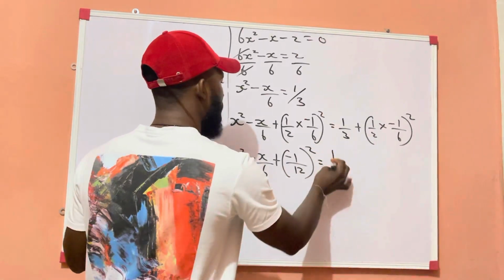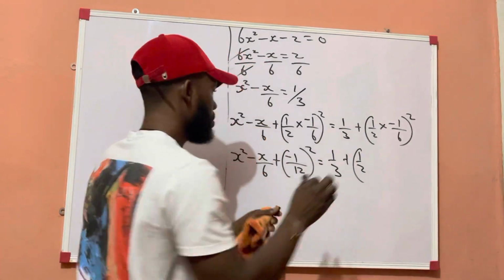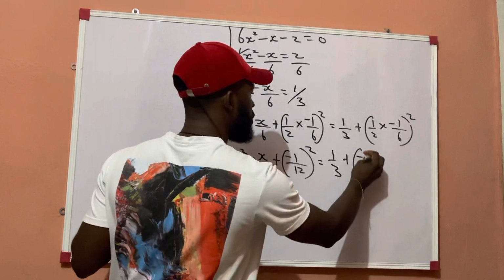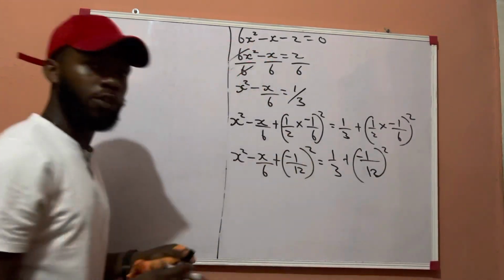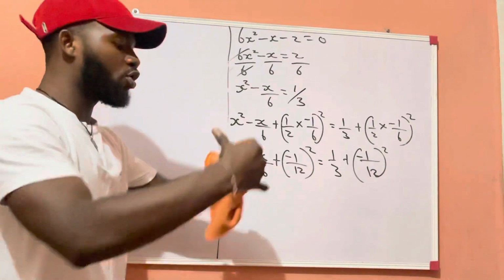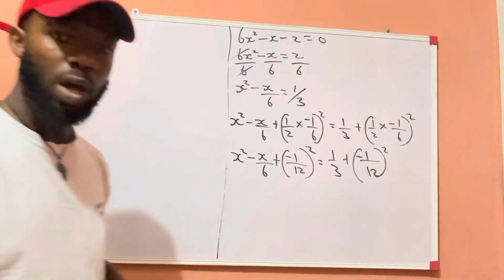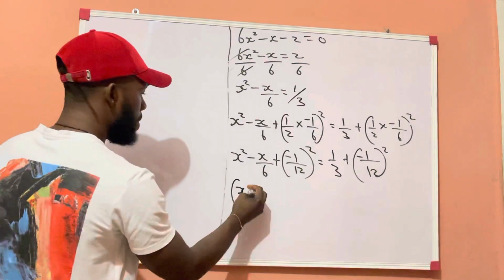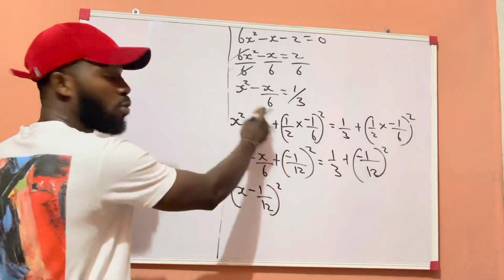Equal to 1 over 3 plus 1 over 2, 1 times minus 1 also gives us minus 1, 2 times 6 also gives us 12, raised to the power of 2. Now remember what I said you will do here. All the ones that carry square will be in the bracket. And what is carrying square here? x and minus 1 over 12. Let's do that. I'll put it in the bracket. x, then minus 1 over 12 raised to the power of 2. This guy is no more there.